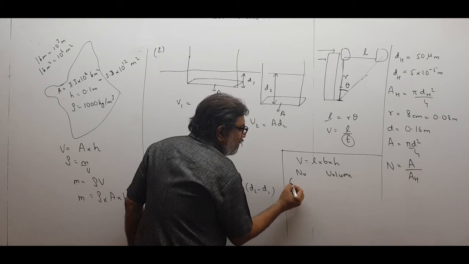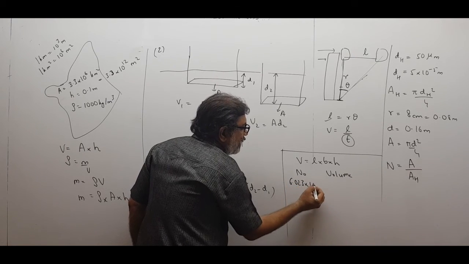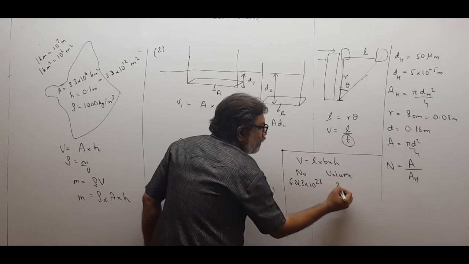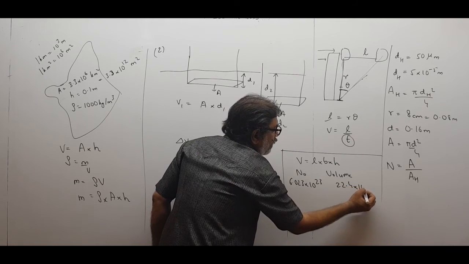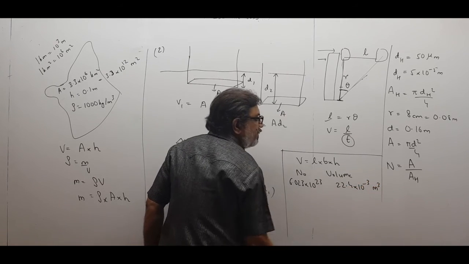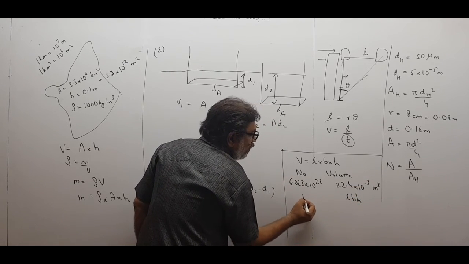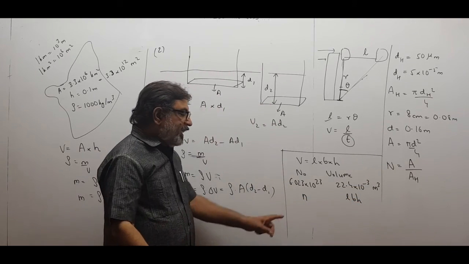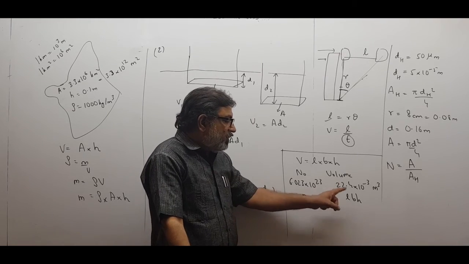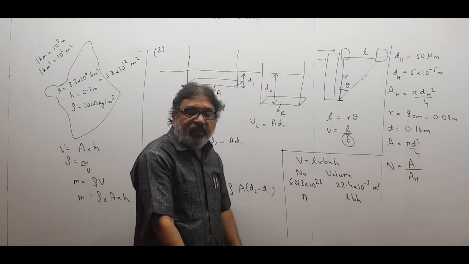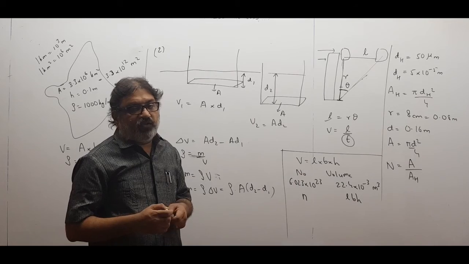1 mole means 6.023 into 10 raised to 23 molecules. They occupy 22.4 liters, which means 22.4 into 10 raised to minus 3 meter cube. So the volume of the room will be occupying how many N? Supposing N are the molecules in your room, N into this will be this into this. You will come to know the number of air molecules inside your classroom.